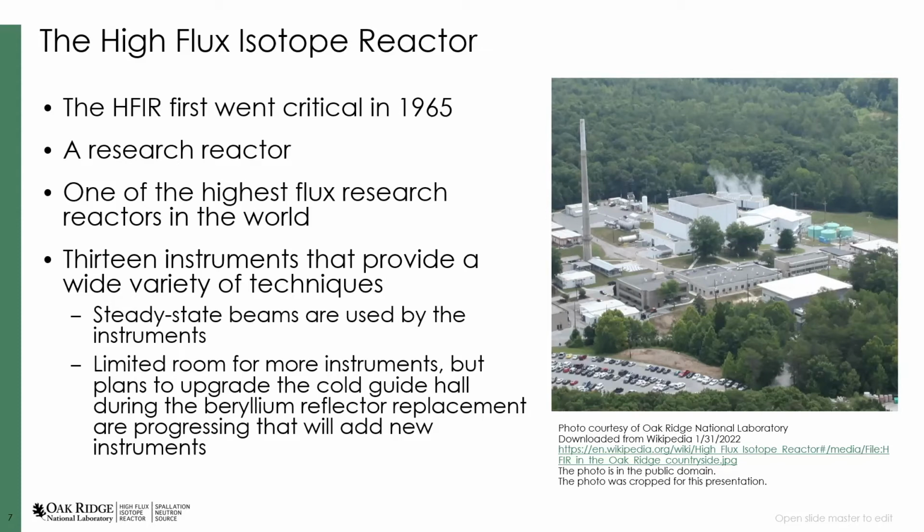At the moment, the HFIR is planning for expansion to the cold guide hall that will include some additional instruments and some moving of some instruments. And so this is tied to the beryllium reflector replacement, which is a central element of the core of the reactor that has to be replaced on a regular basis. At the end of the talk, I will come back and discuss the plans and the future schedules and outages.